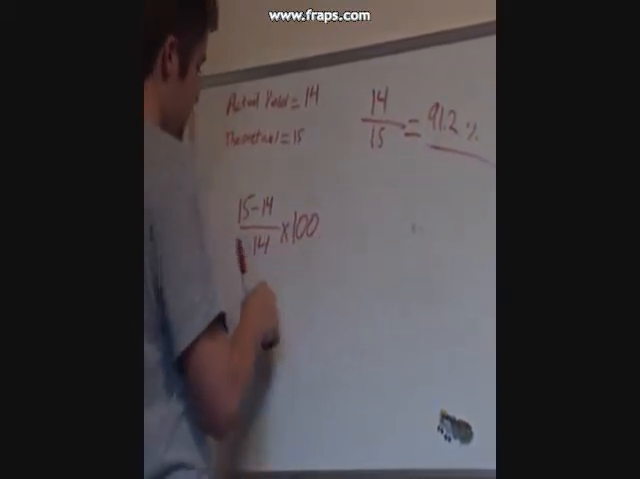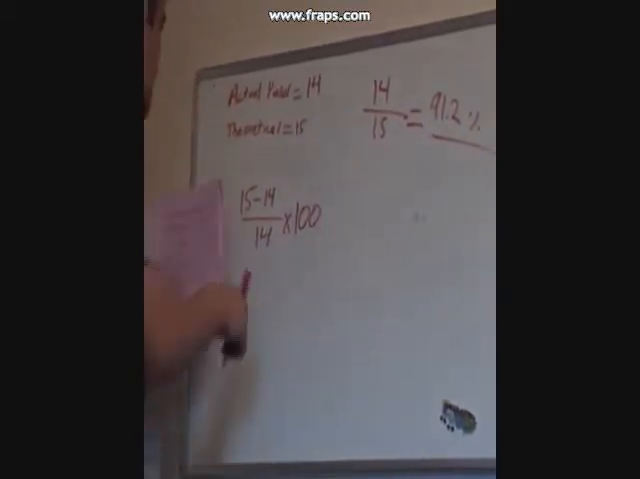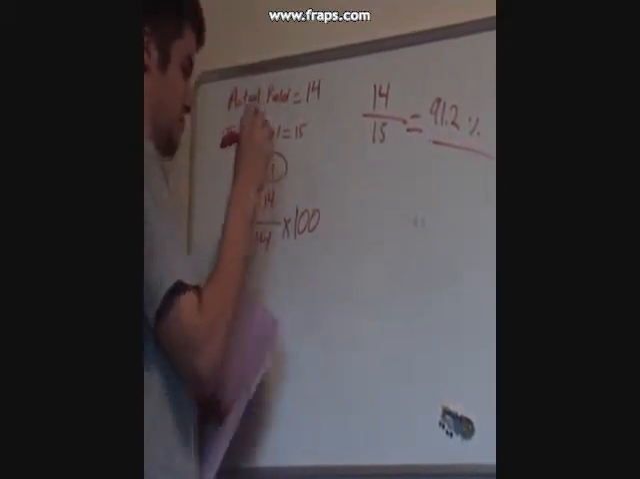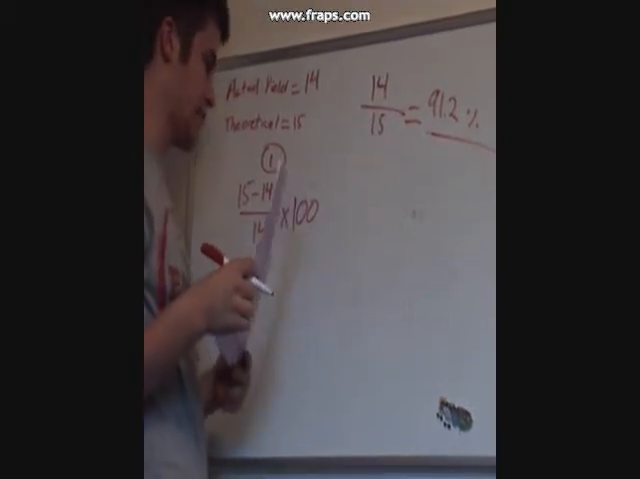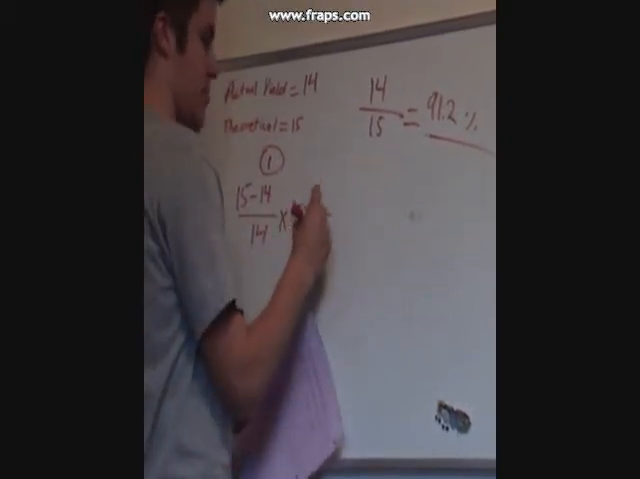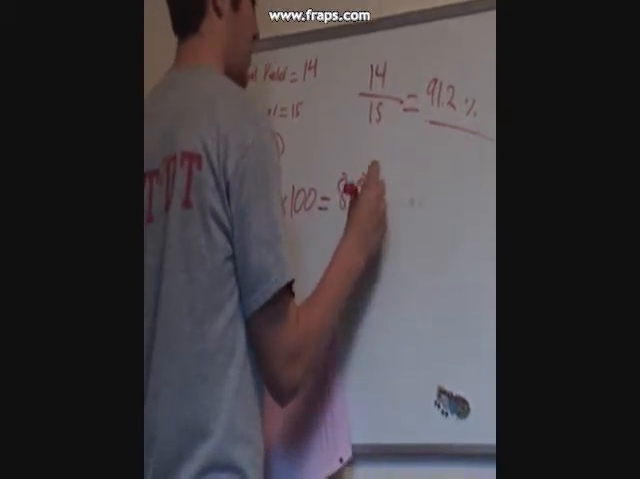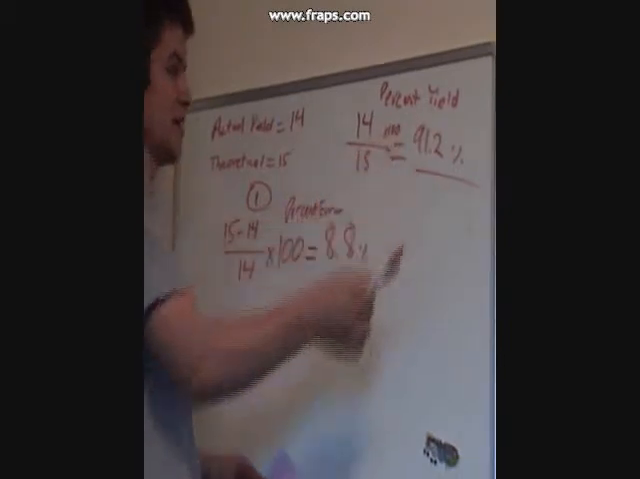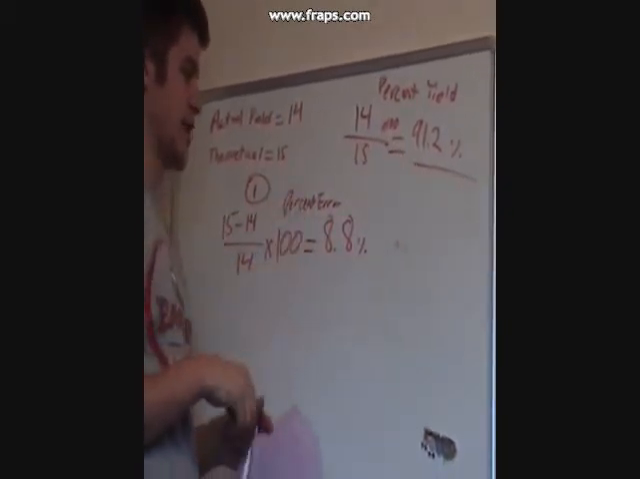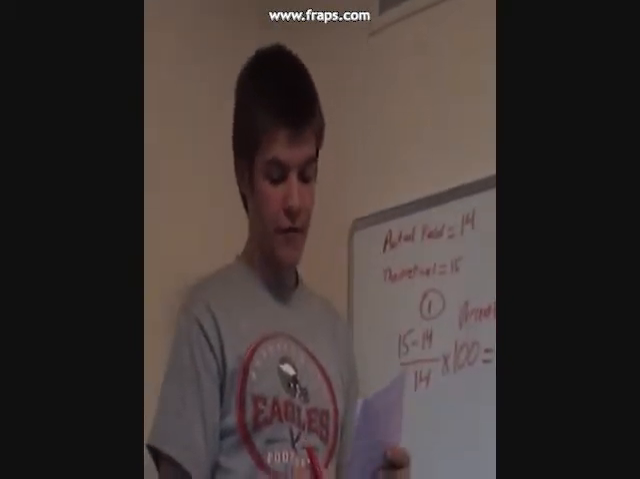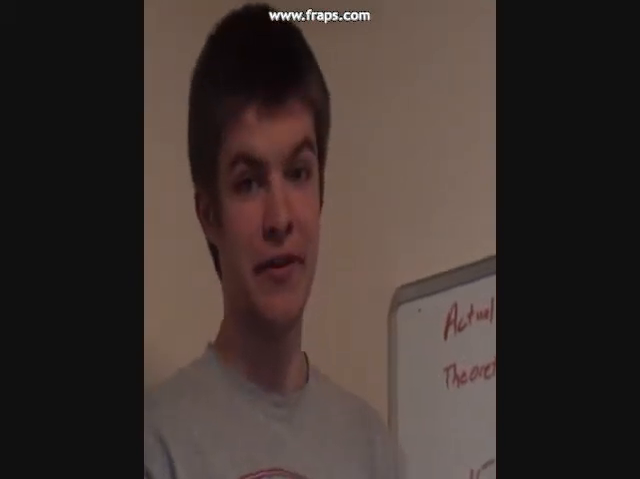Okay. 15 minus 14 is 1. And then 1 divided by 14 times 100 gives you 8.8%. So there's your percent yield and your percent error, which 8.8 really isn't too bad unless you're dealing with harmful chemicals. Then you possibly could die. But we weren't in this case, so nobody died.